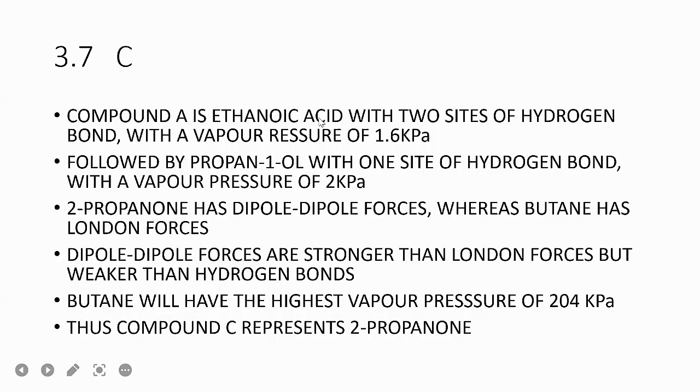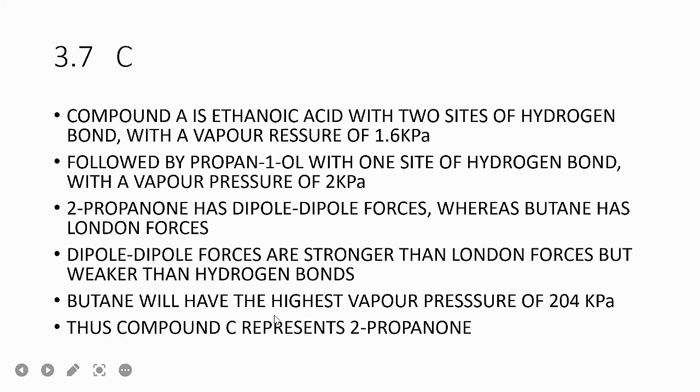We say compound A is ethanoic acid with two sides of hydrogen bond with a vapor pressure of 1.6 kilopascals, then followed by propan-1-ol with one side of hydrogen bond with a vapor pressure of 2 kilopascals. Then 2-propanone is dipole-dipole forces, whereas butane has London forces, right? Dipole-dipole forces are stronger than London forces, but weaker than the hydrogen bonds. Therefore, butane will have the highest vapor pressure of 204 kilopascals, since it is the one with the weakest intermolecular forces. That means higher vapor pressure.